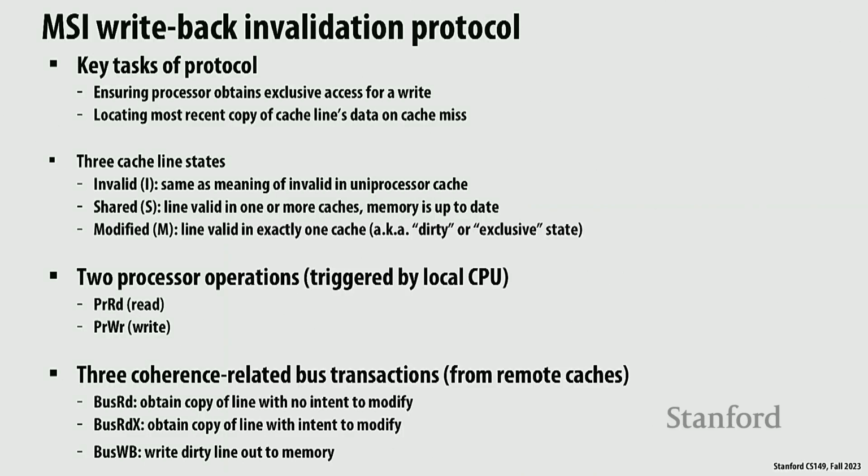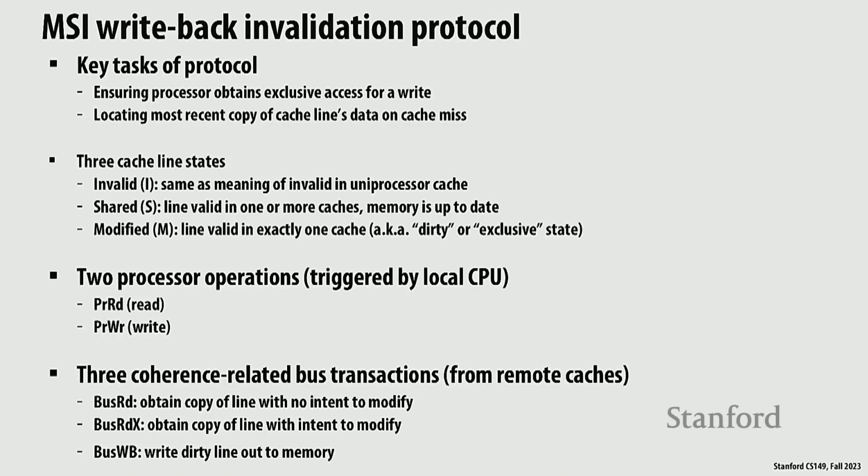So it's the idea of it's not there, or of course if you access that cache line in an invalid state, it's going to be a miss. Then there's the shared state, right? That says the line is valid in one or more caches, and the important thing to remember is that memory is up to date. So whenever a cache line is in shared state, memory is always up to date.